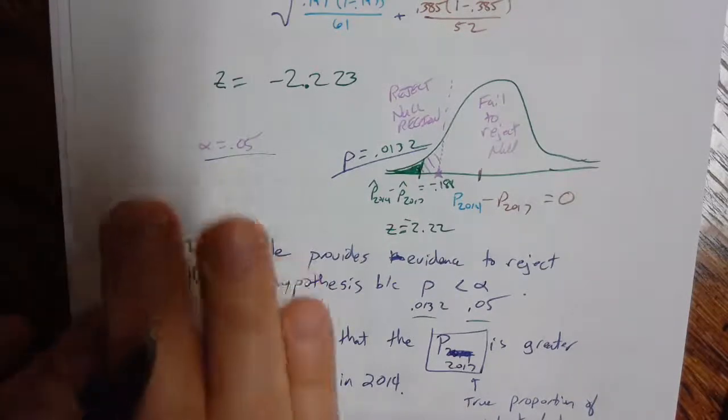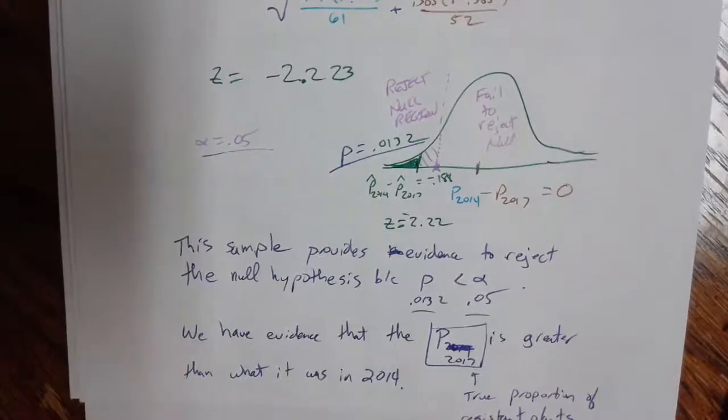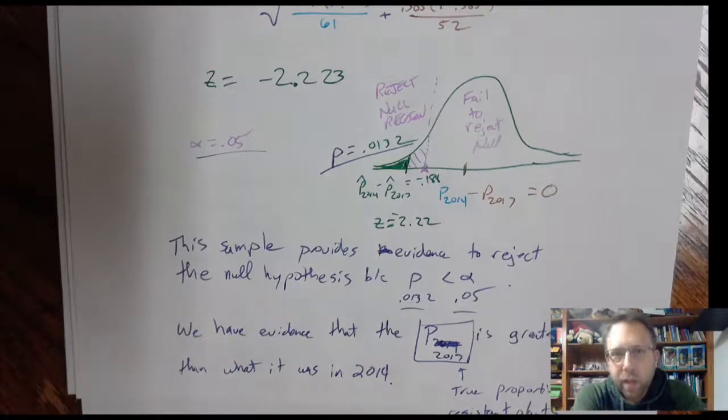So that was the 2019 problem number 4. And again, it was kind of a big one. It had to do with a 2-prop z-test. Hopefully you found that helpful, and thanks for checking it out.